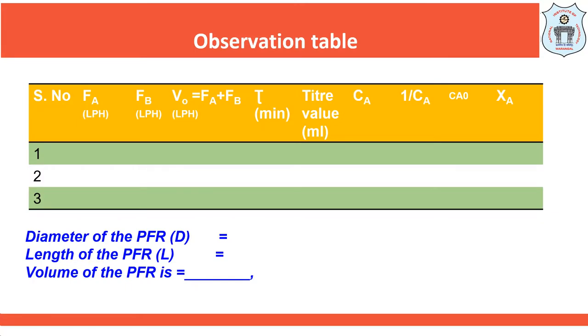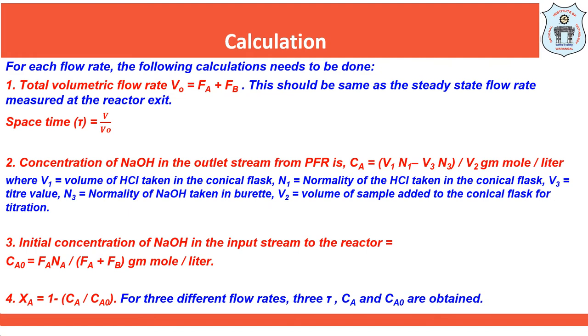As you can see in the observation table, we are going to consider three flow rates. FA and FB are the flow rates of sodium hydroxide and ethyl acetate reactants, expressed in liters per hour, LPH. V0 is the summation of the flow rates of sodium hydroxide and ethyl acetate, again expressed in liters per hour. Once we have V0, we can find the space time.